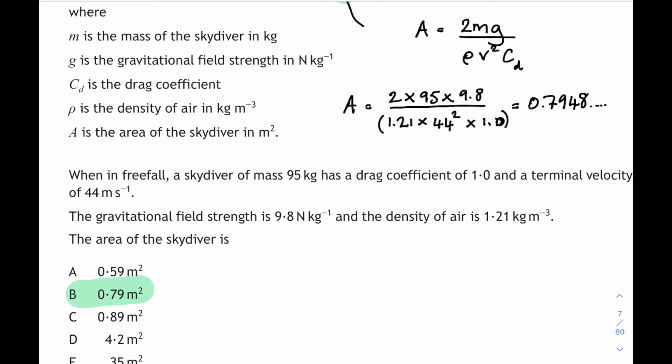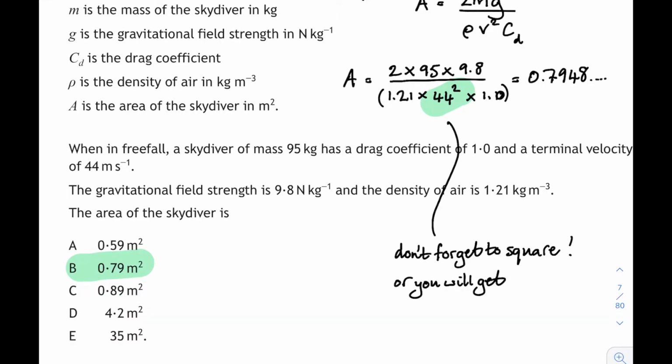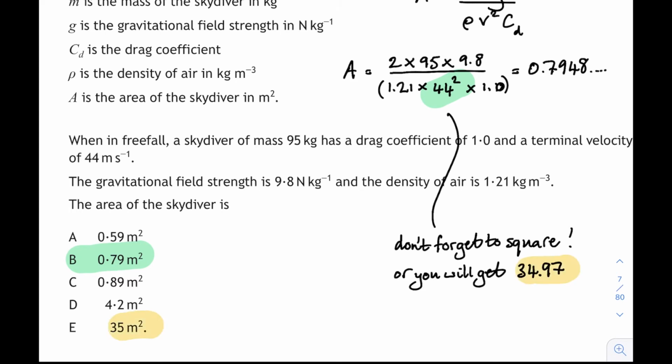Now watch out when you're doing this sort of unknown equation question. Quite easy to be caught out here. Don't forget to square the V in this case, because if you don't, you're going to end up with 34.9735, which is one of the other answers. So double check. It's B.